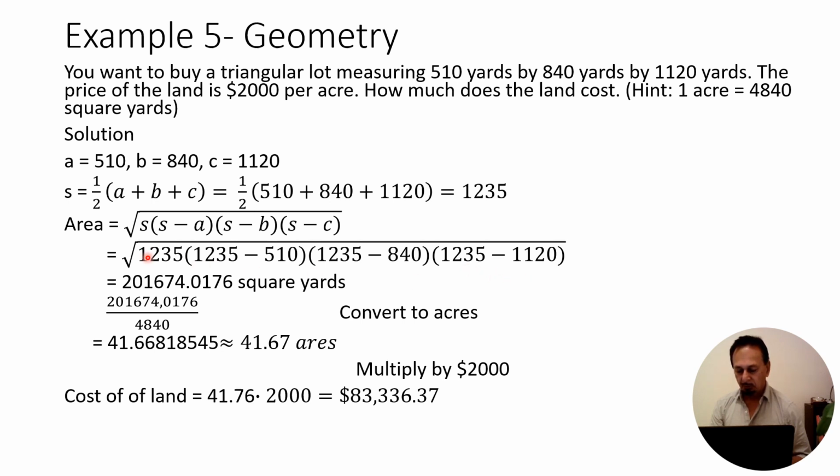Now you put all these numbers in the calculator, and you should get 201,674.0176 square yards. And now we convert into acres, dividing by 4,840. So you get 41.668188545. Rounded to two decimal places, that is 41.67 acres. So now we multiply these acres by the cost, 2,000. So the cost of the land is 41.67 times 2,000, and that comes out to $83,336.37.